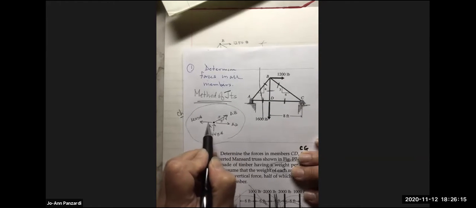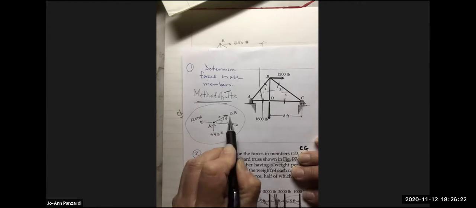So this is a joint. Does everybody see that? Here's my point A. I drew my 1200 in the negative direction and put a positive. And then I drew AB, AD away, and 448.